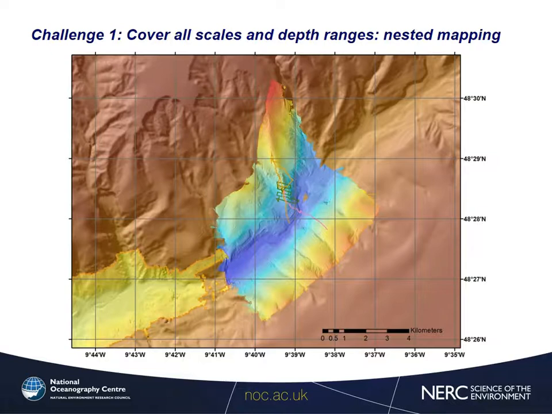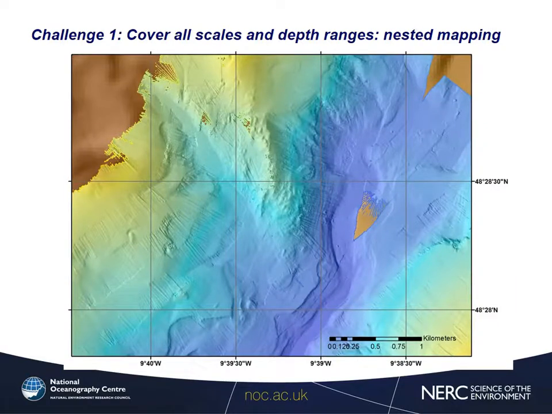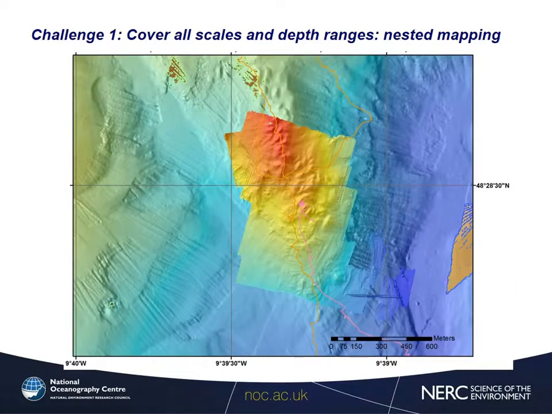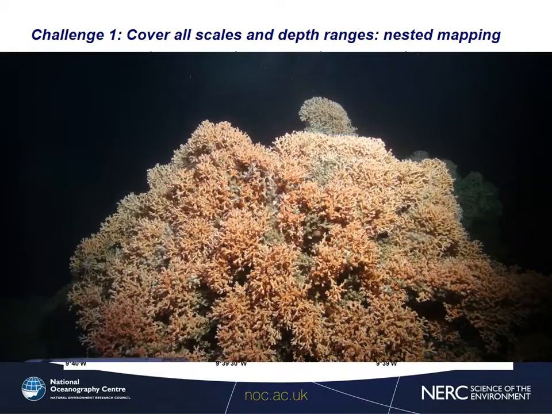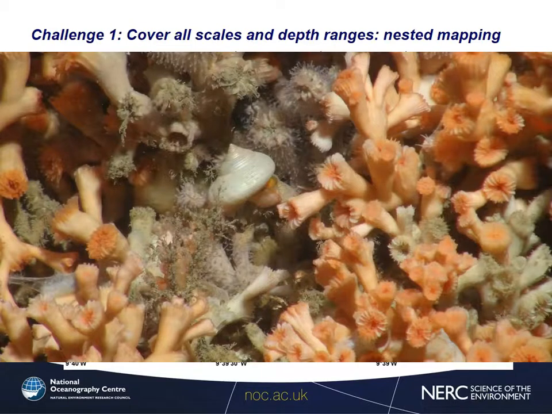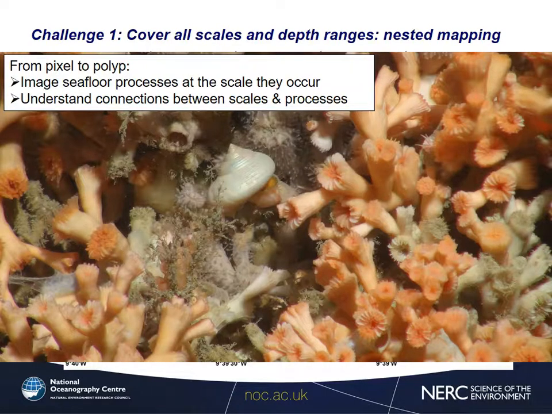So we kind of make a nested map. In the background, you see the bathymetry that comes from the shipboard multibeam system. And in the center, you see the bathymetry from the AutoSub, from the AUV. Zooming in on this particular spur, we also had ROV bathymetry with a 10 centimeter pixel size. And then you can see those little lumps or moundy features, which turned out to be cold-water coral reefs. Using the high-definition video, we can then zoom into the level of individual polyps and individual gastropods. So using this nested approach, we really can image seafloor processes at the scale they occur and understand the connections between those scales and processes.